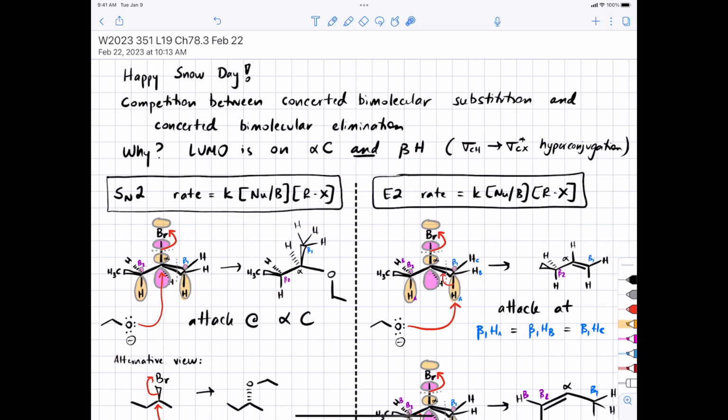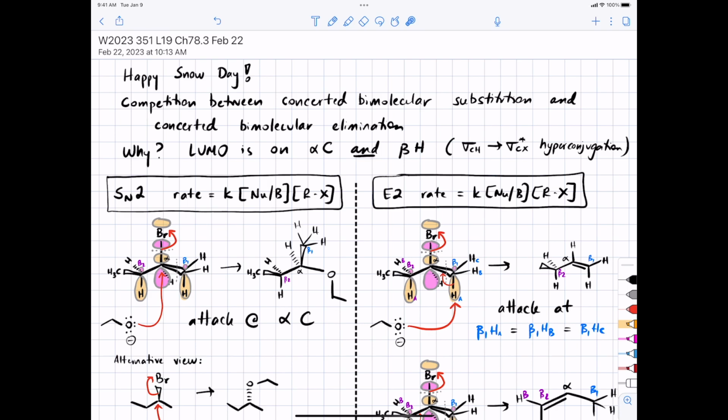So last time we were talking about competition between the SN2 reaction, which is concerted bimolecular substitution, and the E2 elimination reaction, which is concerted bimolecular elimination. The reason for this competition is that we learned, because of hyperconjugation, the LUMO of an alkyl halide is both on the alpha carbon, that's the carbon connected to the halide leaving group, and on the beta proton. We discussed that last time, so check your notes for details about sigma to sigma star hyperconjugation.